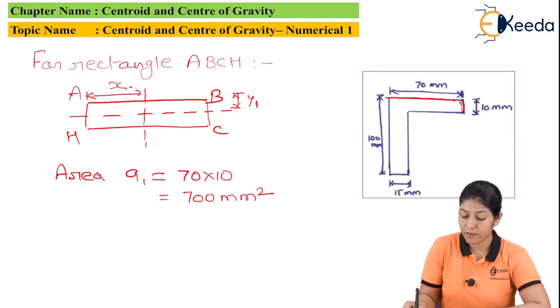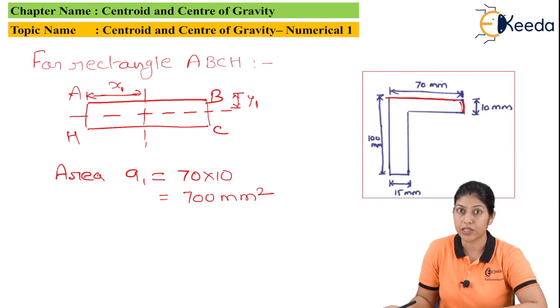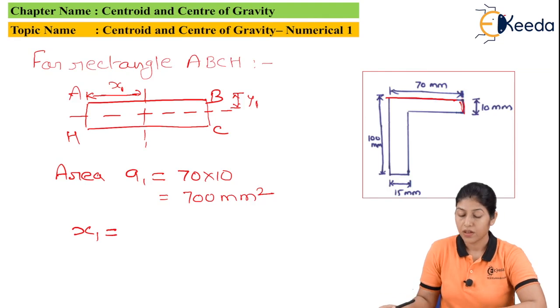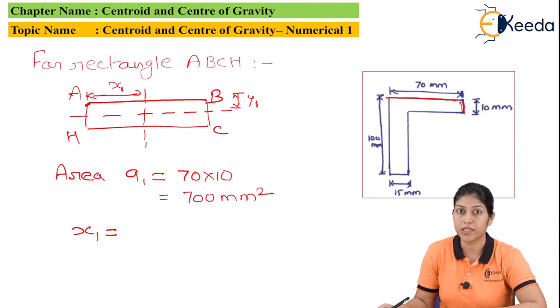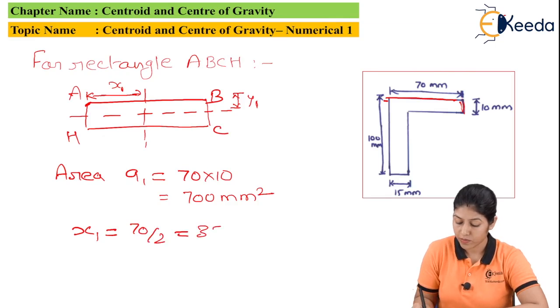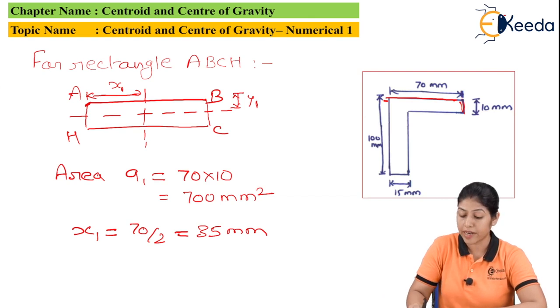Now here I have marked x1 and y1 as the coordinate point for the centroid of this rectangle ABCH. First of all, we have to find out these coordinates. So we will find out the coordinate x1 first. x1 we are taking from the reference or the base point, that is A, with coordinates 0, 0. So here the value of x1 will be 70 divided by 2, so it will be 35 mm. Now we have to find out another coordinate, that is y1.